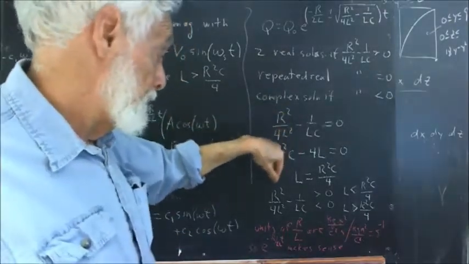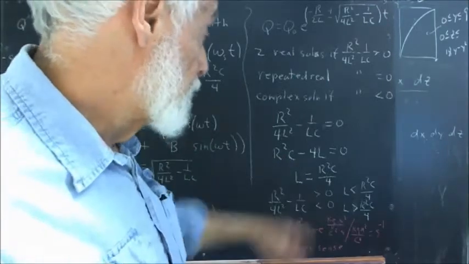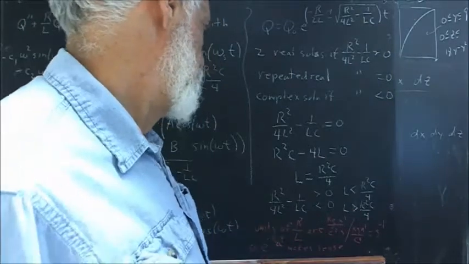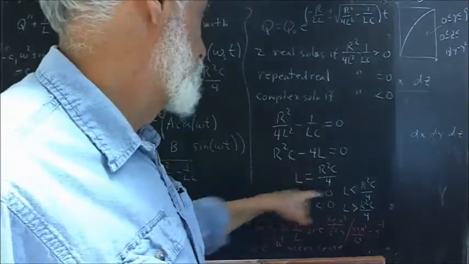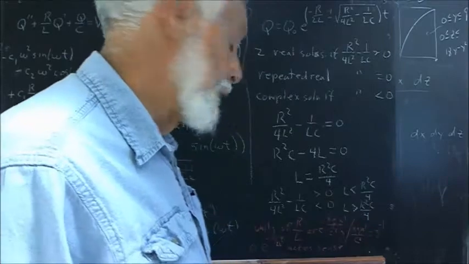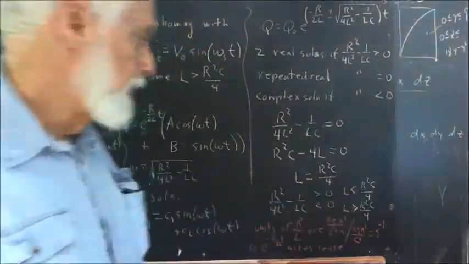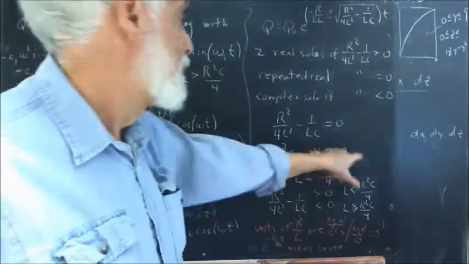Now, it then follows that R squared over 4L squared minus 1 over LC is greater than 0 when? Oh, well, if L is small enough, this is big enough. Uh-oh. Well, delay what I just said there, but this occurs if L is less than R squared C over 4. And I'm going to stop and check that, because I want to check this at every point and make sure that I'm not saying something really ignorant. Okay, if I look at this, it's really obvious. If L is big, that's going to make this negative.